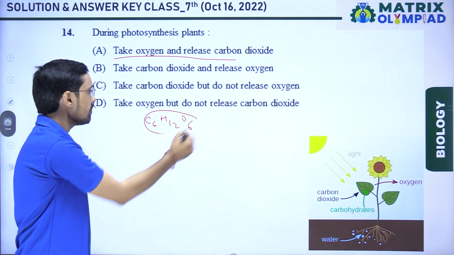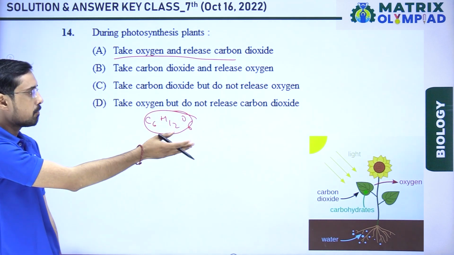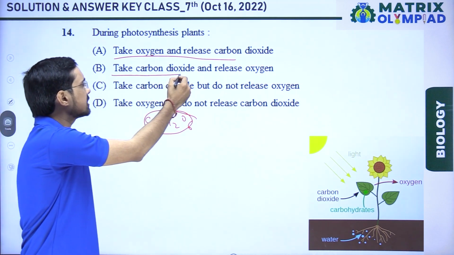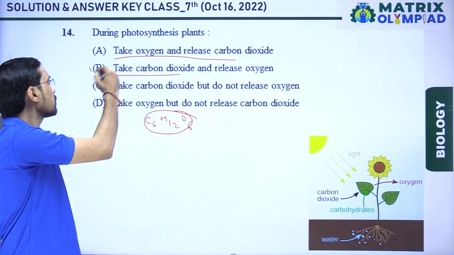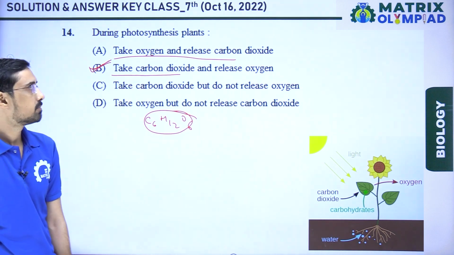C6H12O6. Now move to the options section, in which we all know that plants take in CO2. We can see in the second option, take CO2 and release oxygen in the atmosphere. So the most appropriate option will be: take CO2 and release oxygen.